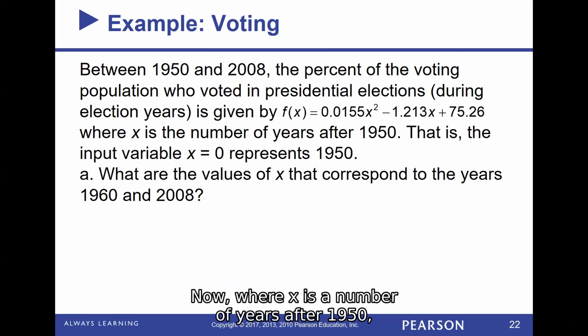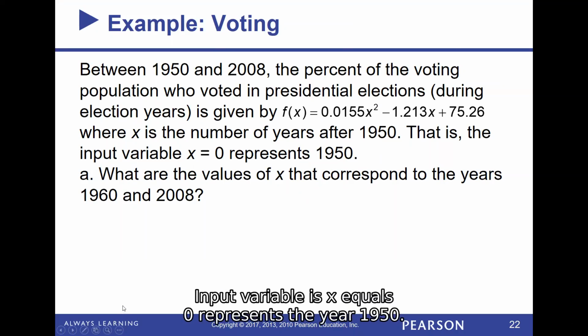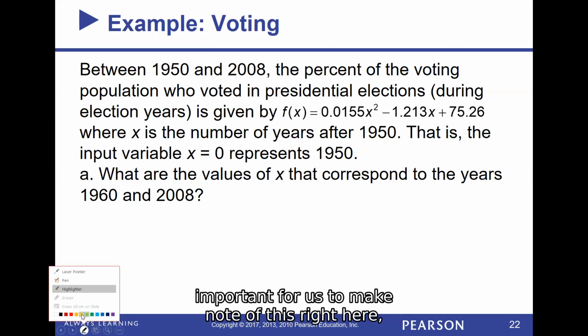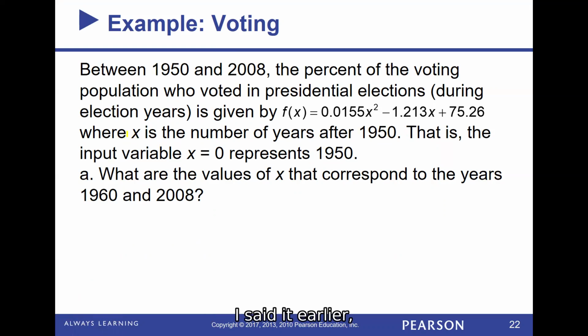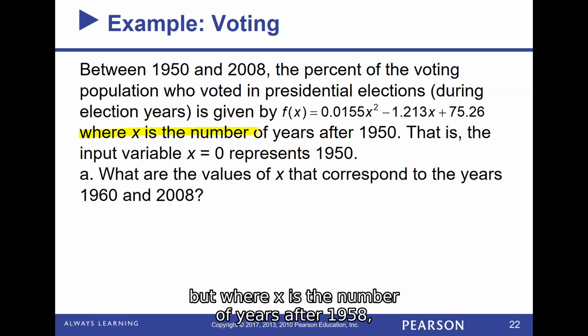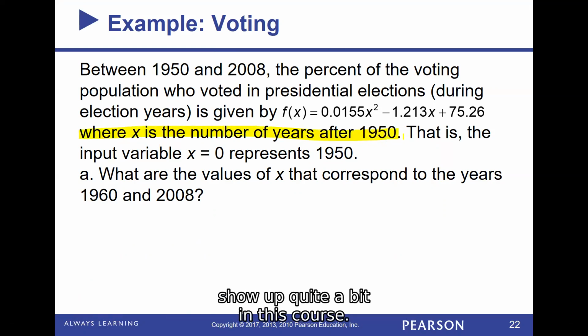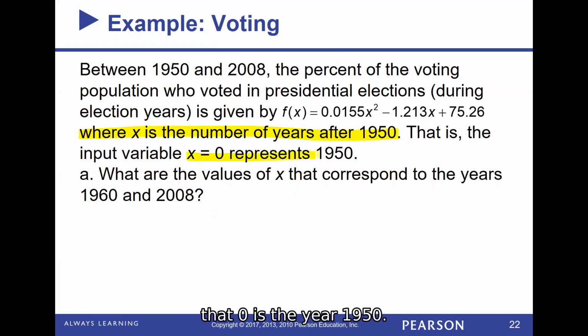Now, where x is the number of years after 1950, that is, the input variable x equals 0 represents the year 1950. I'm going to highlight that because it's super important to make note of. I said it earlier, but this type of statement, where x is the number of years after 1950, is going to show up quite a bit in this course. So remind yourself that this is telling me that x equals 0 is the year 1950.